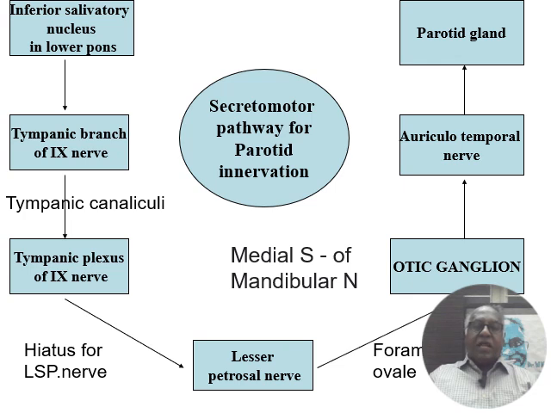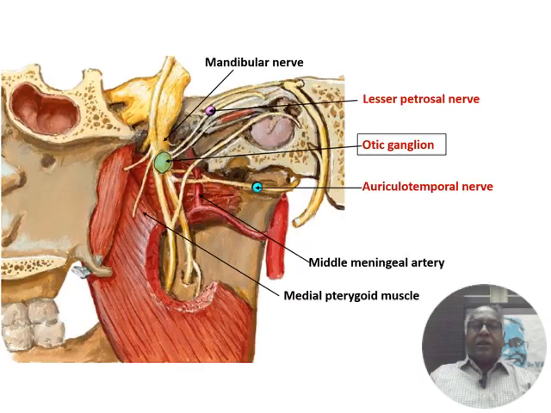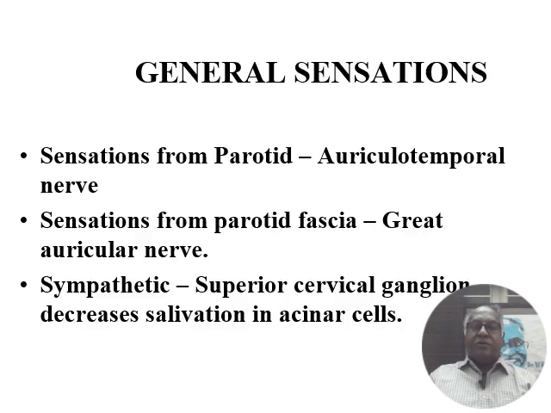For the submandibular gland, it is the superior salivatory nucleus. When you study the submandibular gland, you will be taught about SSS: superior salivatory nucleus, submandibular salivary gland, and seventh nerve. Here for the parotid gland, it is the inferior salivatory nucleus and the ninth nerve, which is connected with the secretomotor pathway. So there you see the ganglion and the relay through the auriculotemporal nerve.